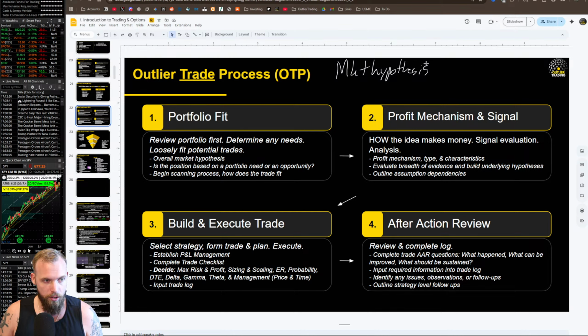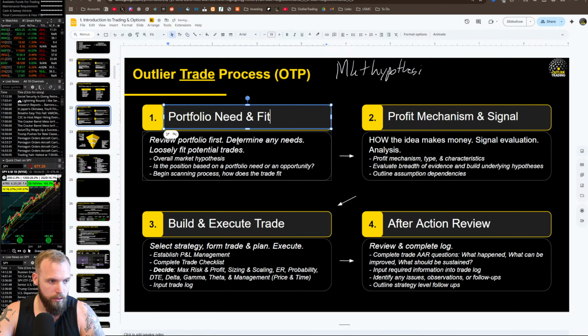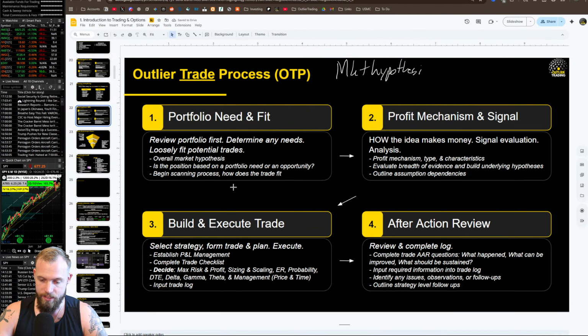The point here is that the first stop before placing a trade, every single time, is to take a look at the portfolio. And it's clarifying what the portfolio currently needs. So if I adjust this to need and fit, that's essentially the concept captured there.